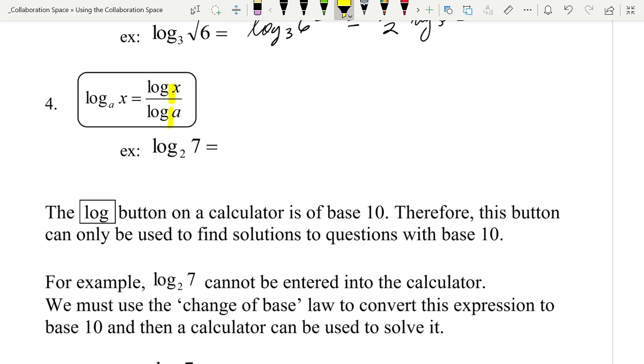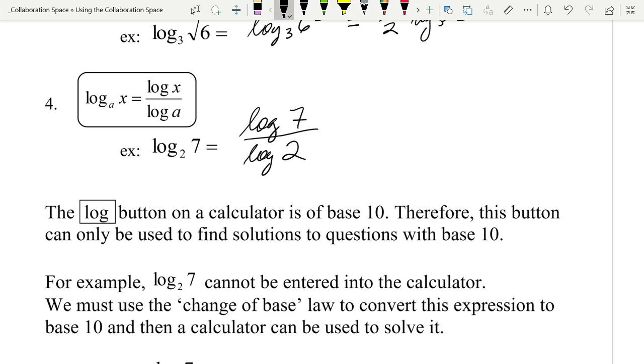So, if that makes sense to you, log to the base 2 of 7 is like saying, oh man, once again, that's an ugly log. Log to the base 10 of 7 divided by log to the base 10 of 2.